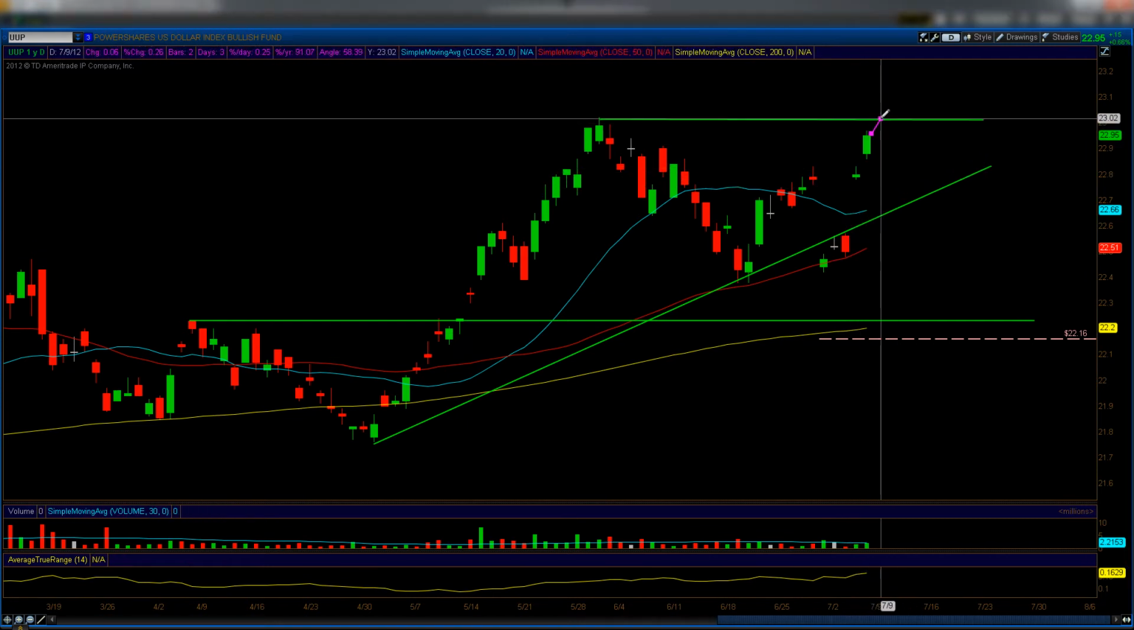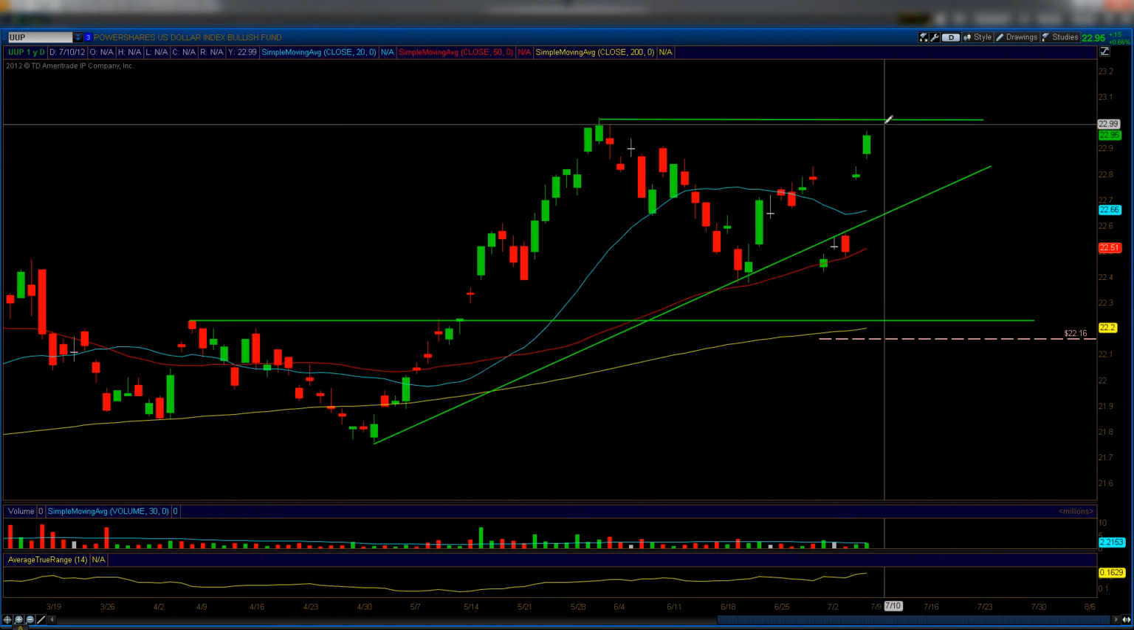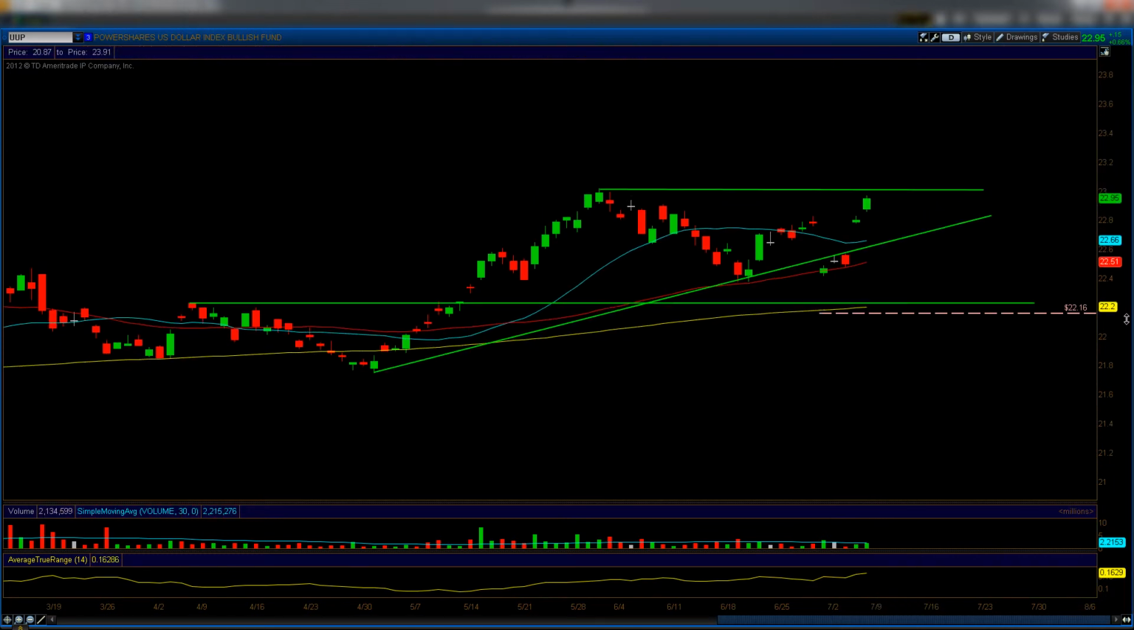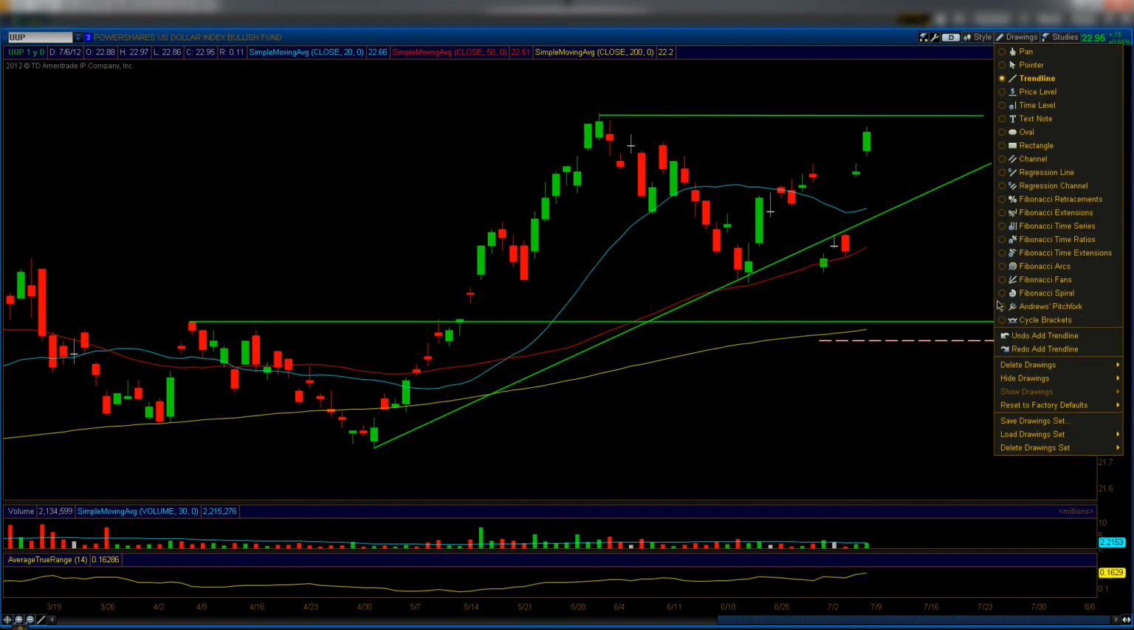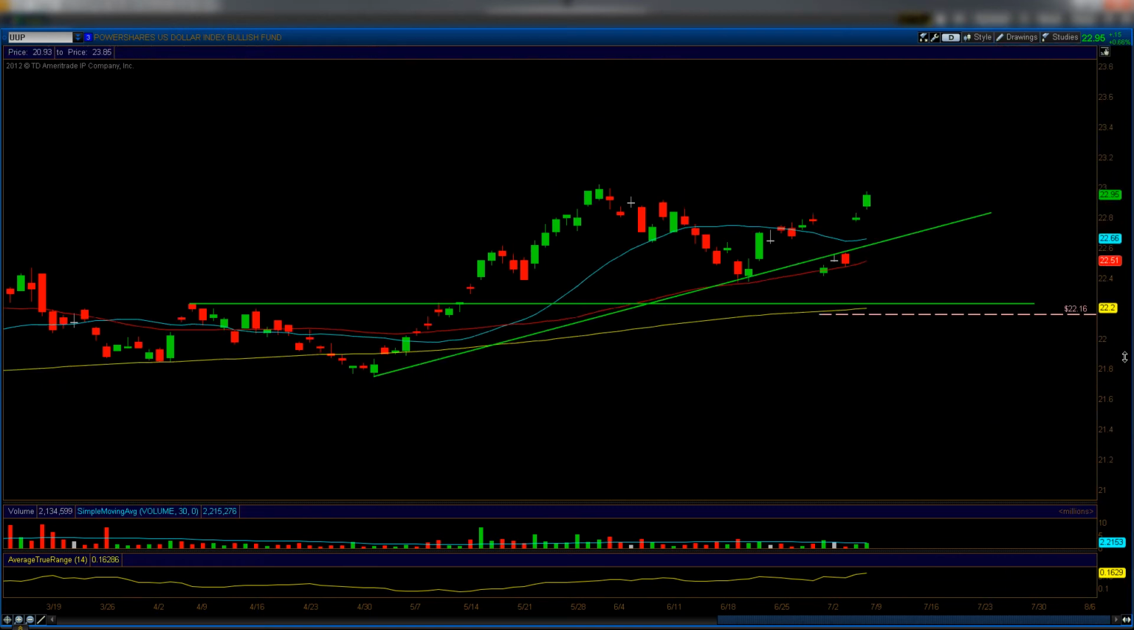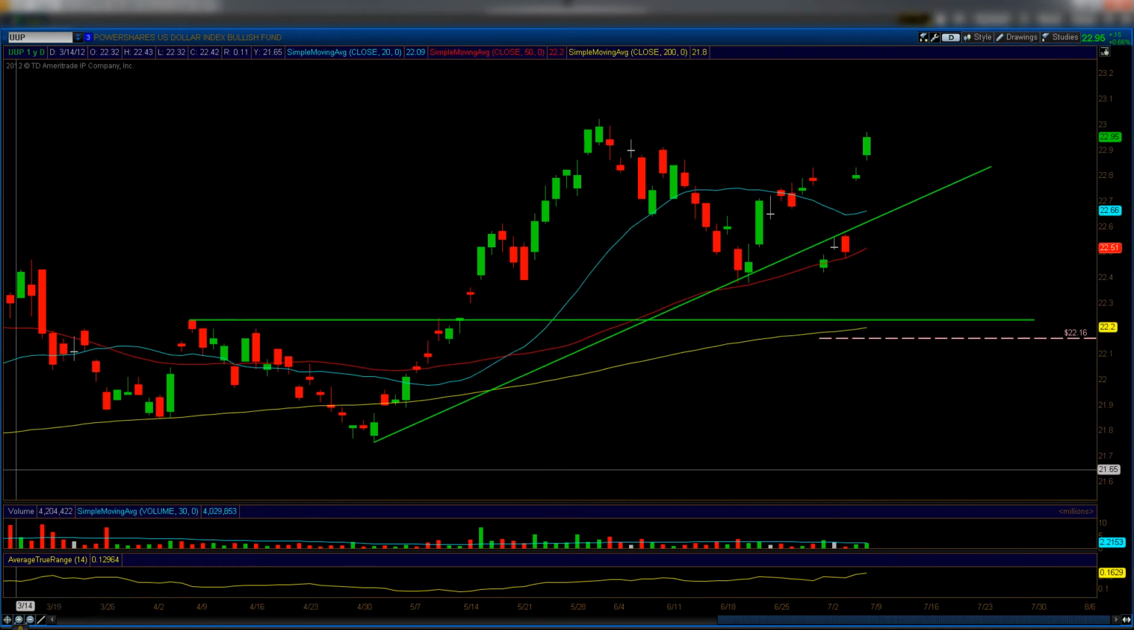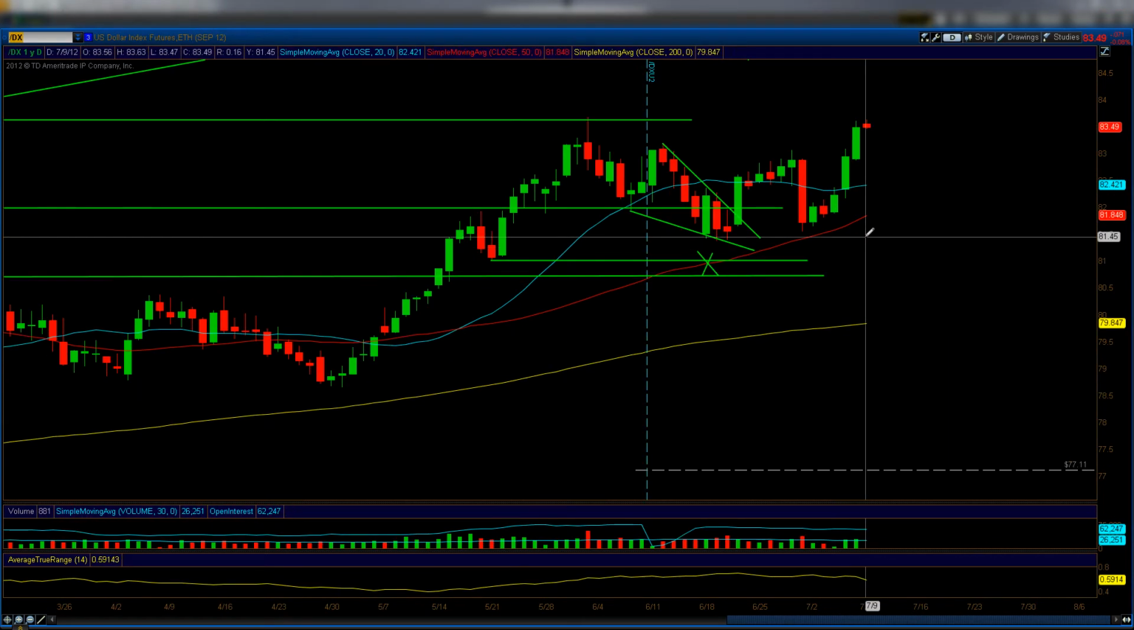Okay, so now we're all the way up here, so there's definitely going to be some resistance up here. How long it holds is the question. I do not have a calculation for the UUP. Let's jump over to the DX.